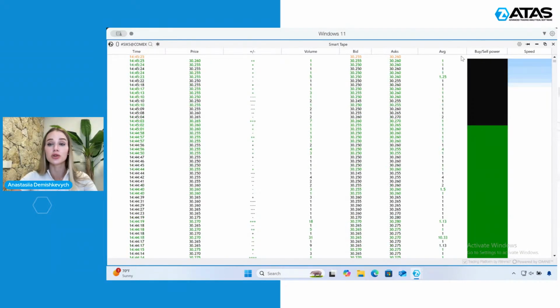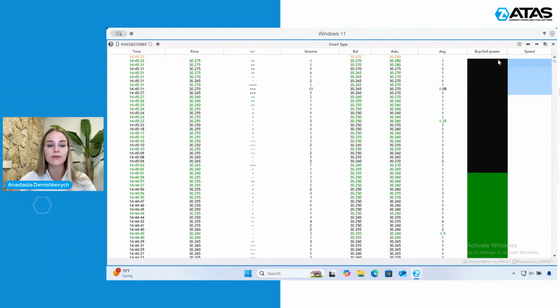And you can also use the buy-sell power for this purpose. For example, if you see this kind of active, fast-moving tape during the pre-market on the stock market, it's worth keeping an eye on this instrument for the upcoming trading session. On the other hand, if the speed slows down or becomes almost empty, it might mean that the interest in this specific market is dropping.